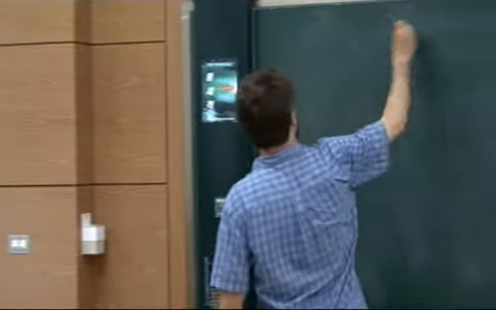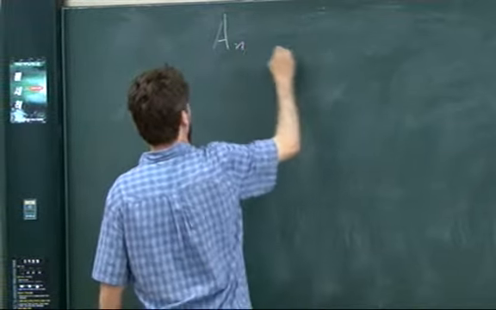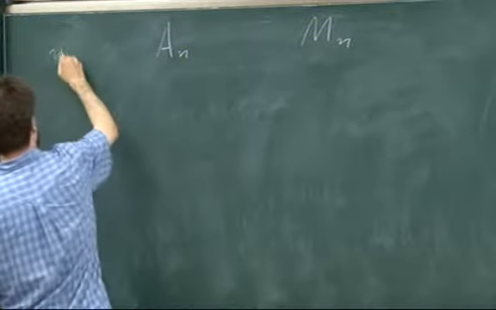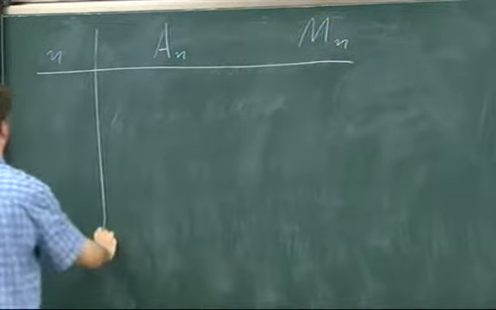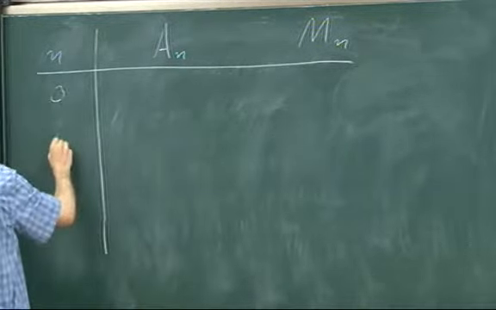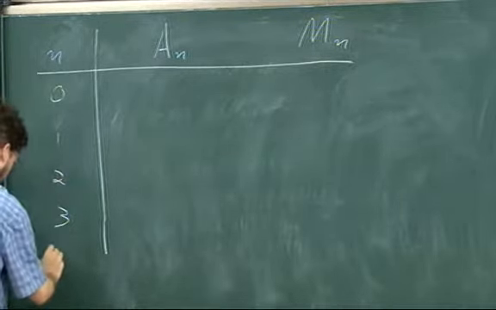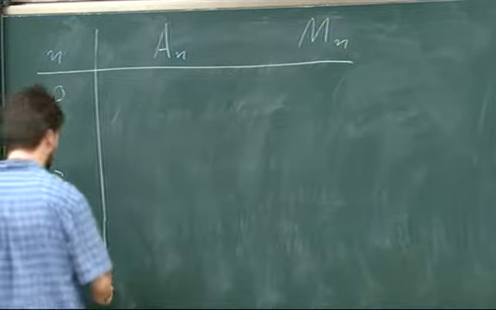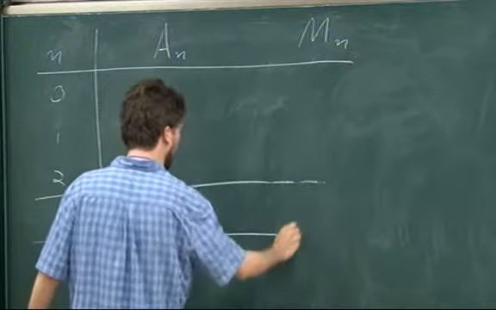Okay, so let me just make a sort of table and wave my hands at it. I want to draw vertical bars, sorry, horizontal bars everywhere.